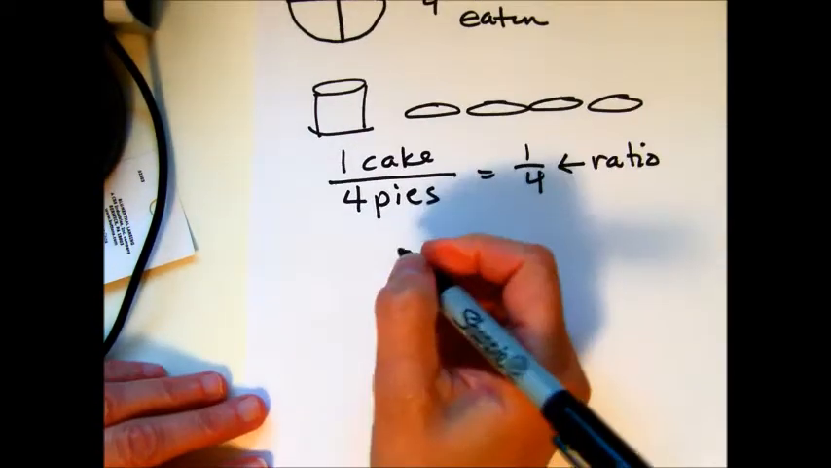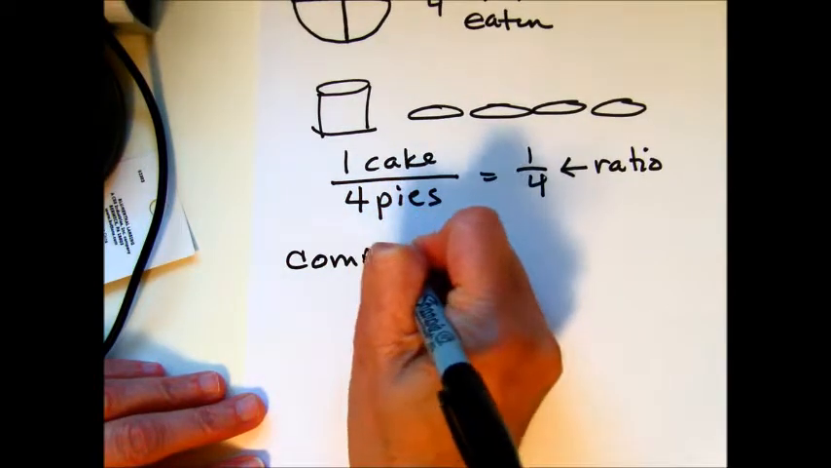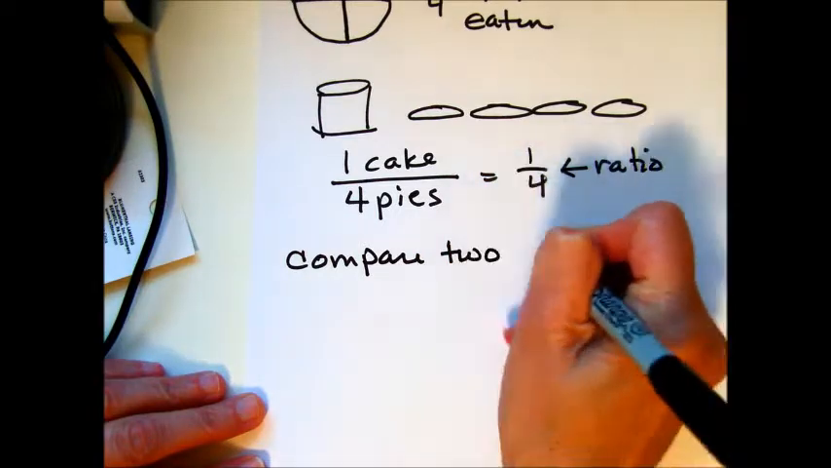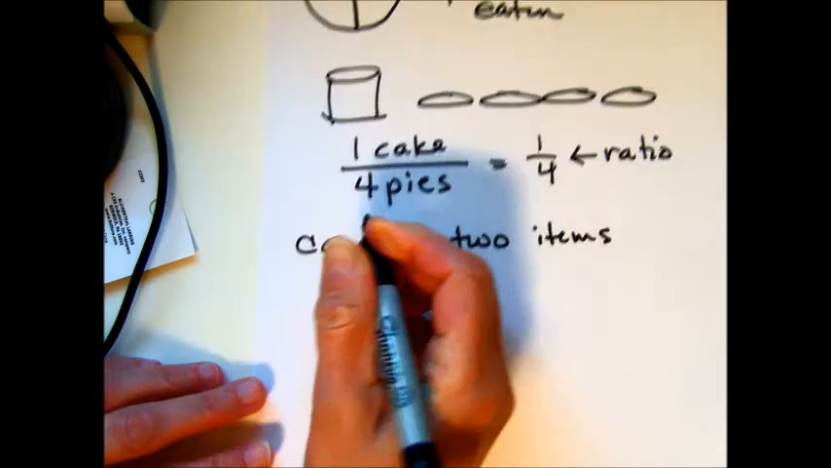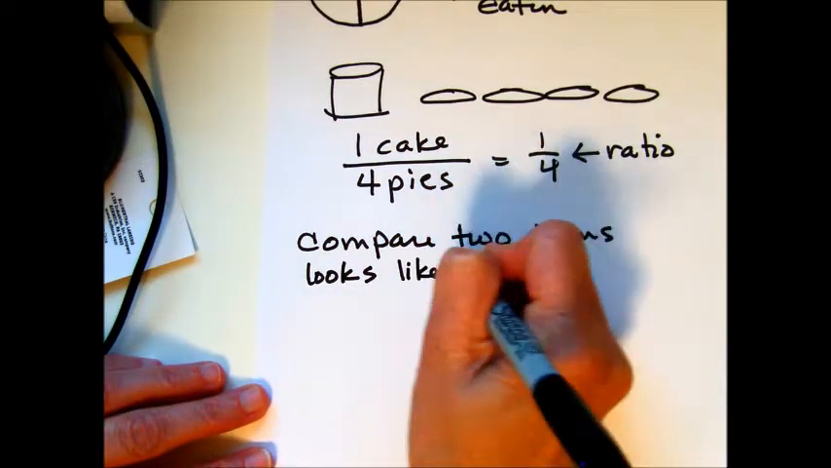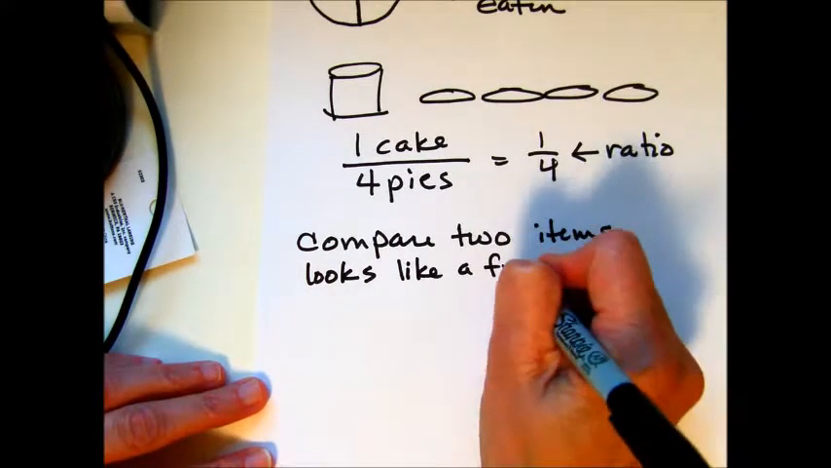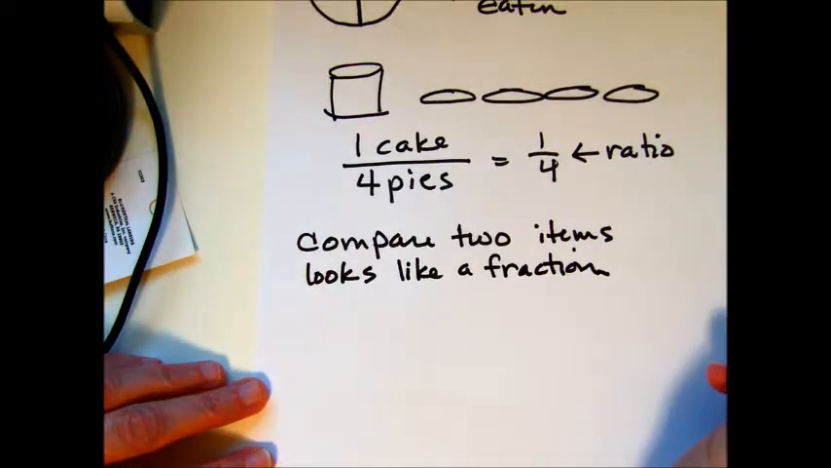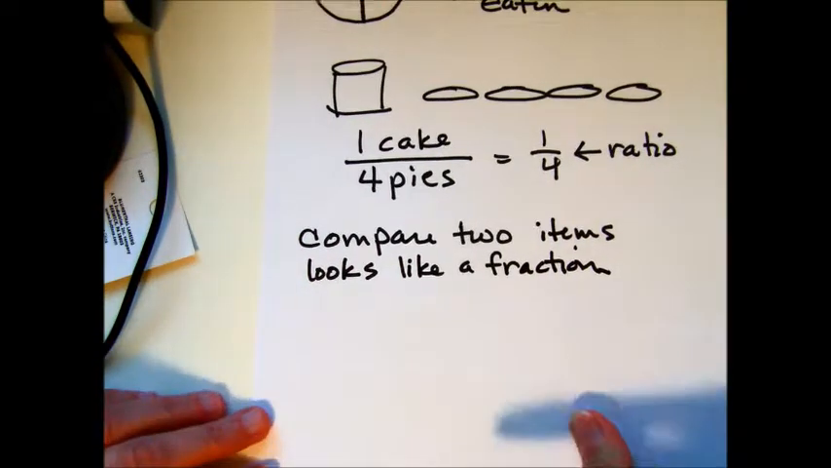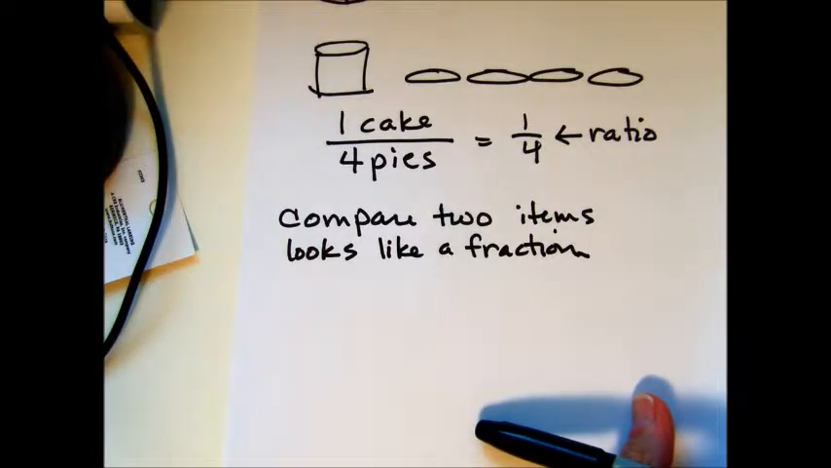So basically a ratio is when you're comparing 2 items, and it looks like a fraction. Okay, so it has a numerator and a denominator. Okay, let's look at a couple more examples just to give you a sense of the difference. And if you think you have it, you could skip over this next section. I just want to add a couple more examples.